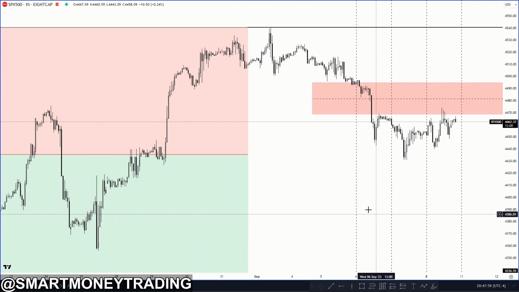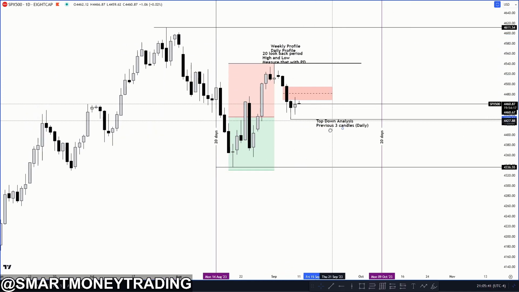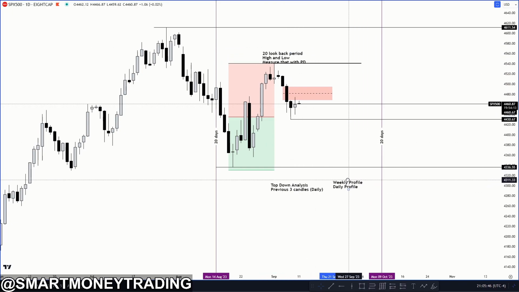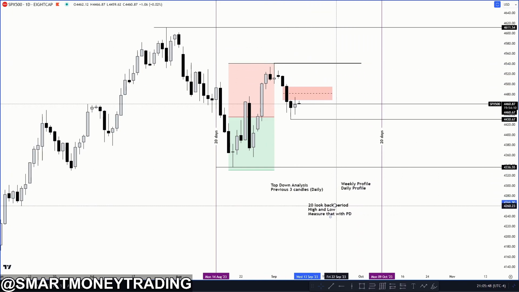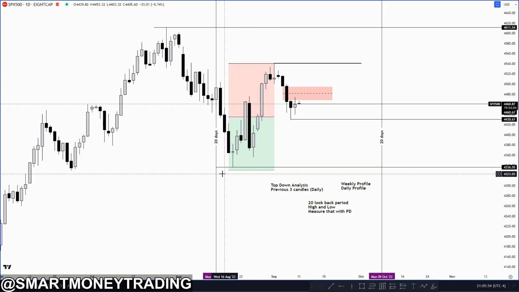And this is how you find your daily bias again. This is really all you need to find your daily bias. You're going to want to use the top-down analysis approach with the previous 3-day candles. Then you go to the intraday charts, have the weekly profile with the daily profile, and do a 20-day look back period, measuring the high and low with the premium and discount on the 20-day look back.